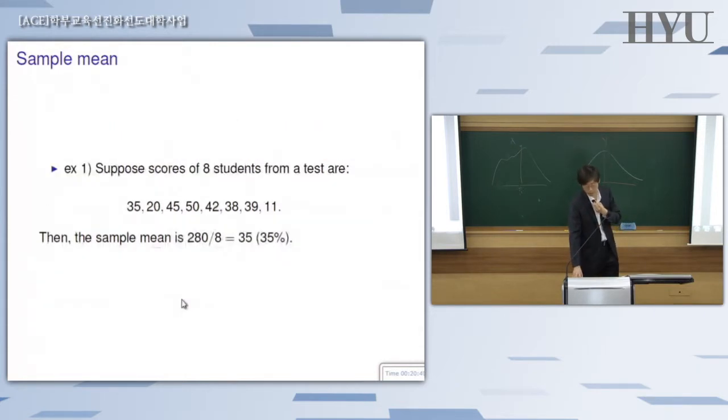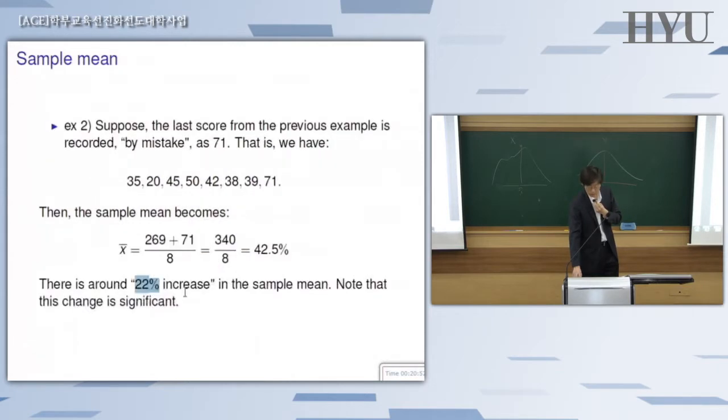So the previous average, if correctly computed, is 35. But because of this mistake that was introduced, 11 is now replaced by 71. Obviously the sample mean is going to be different, and in this case it's 42.5. But then we claim that the unexpected increase in the sample mean because of this recording mistake happens to be 22%. How do I know this is 22?